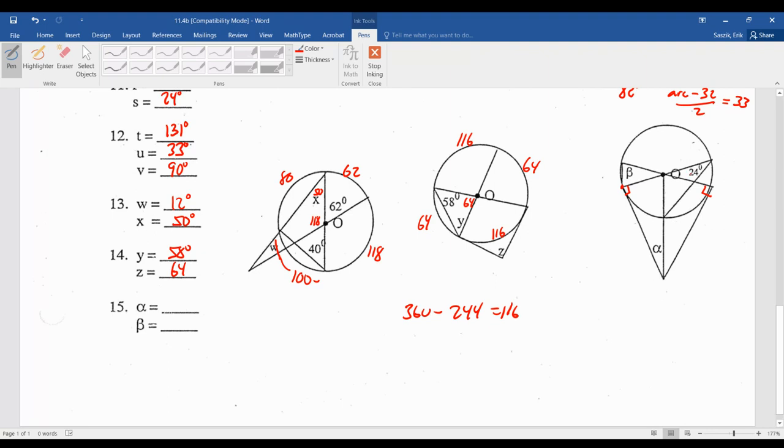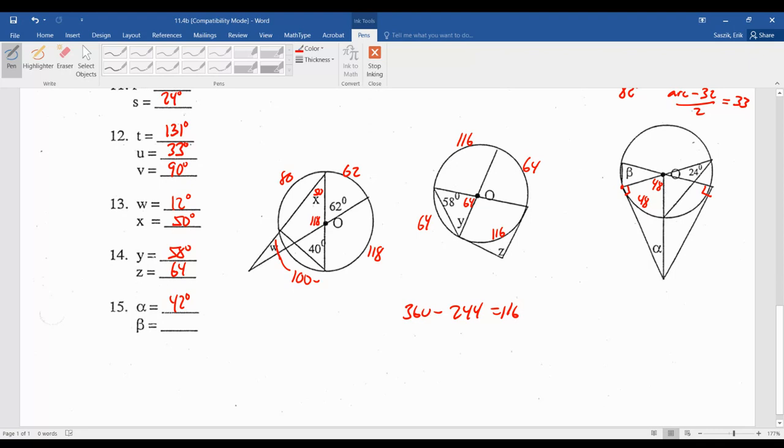Because watch, this is 24. It's an inscribed angle, so that must be 48. That's a central angle. This must be 48. We have a right triangle. So if that's 48, alpha down there has to be 42.